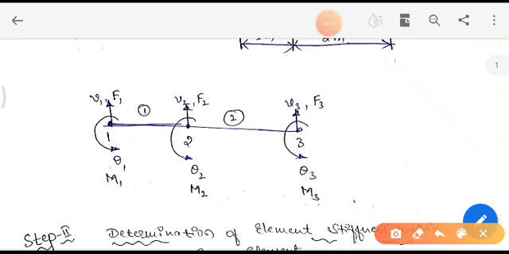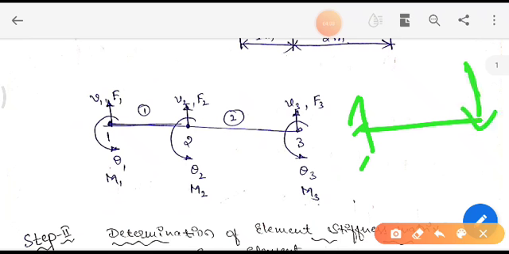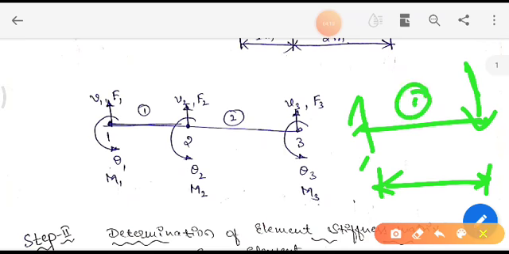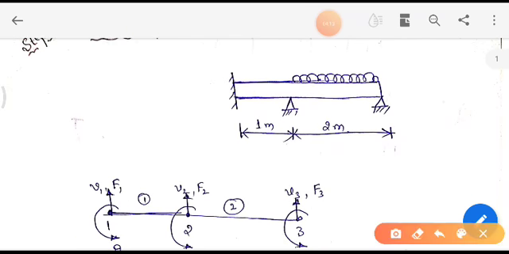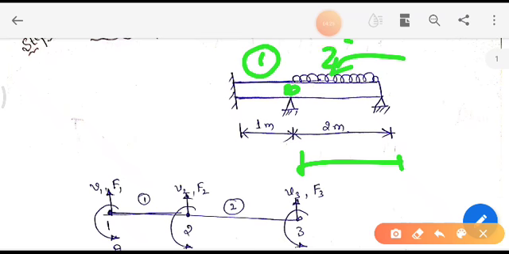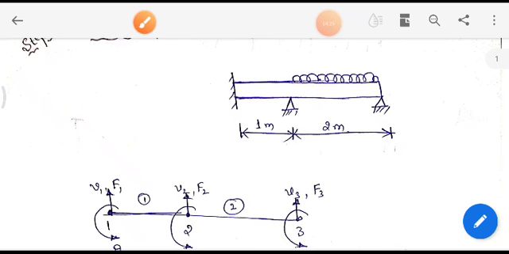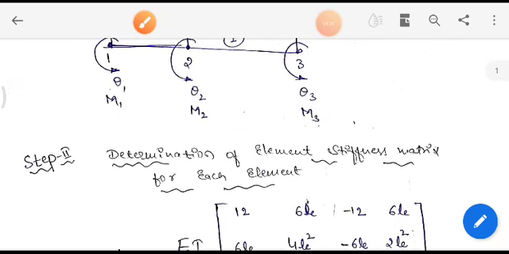Suppose we have a cantilever beam with only a point load at the extreme end, then we consider the whole beam as a single element. Since here we have another load, that is the UDL, which is acting for a certain length, that is 2 meter, we need to create a node over there. So we have created this first element and this second element. Clear? Why we have created two elements over here.